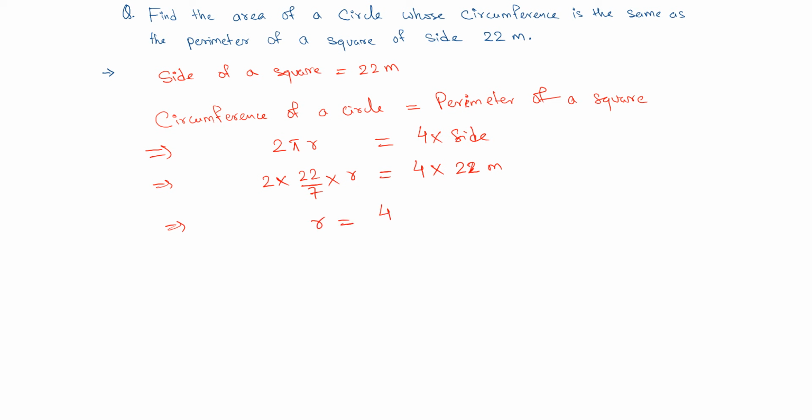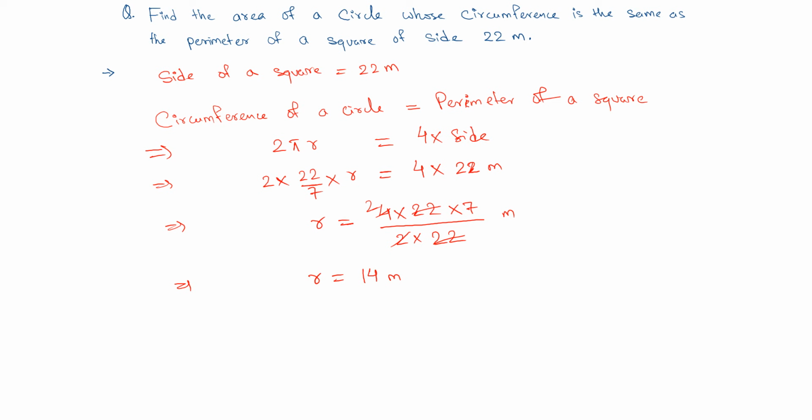So 4 into 22 was already there on the right side. Now this 7 will go to the other side, into the numerator, whereas 2 and 22 will go to the denominator. Now we will do simple division. So 22 cuts, 2 into 11 is 22, and we are left with 2 into 7, which is nothing but 14 meter, as the unit was meter.